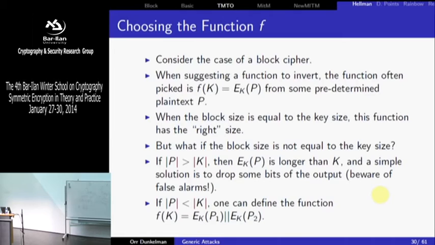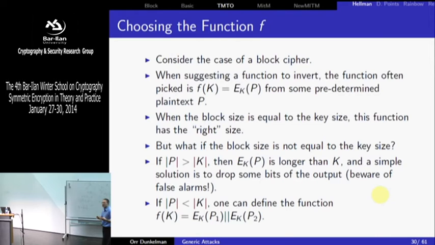If the sizes are incompatible, there are two things. If the key is shorter than the plaintext, you take the encryption, and then you just remove some of the bits from the ciphertext. So when you apply F, you would expect an output of 64 bits. For the next step, you need only 56 bits of the key. So you need to define which bits you throw away. And this is another method of generating these flavors.